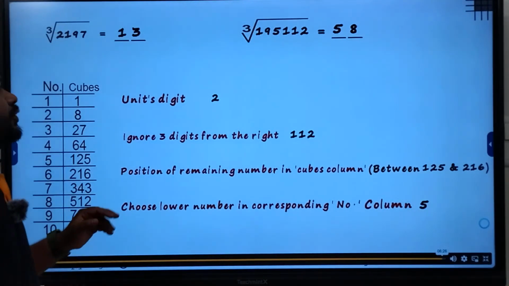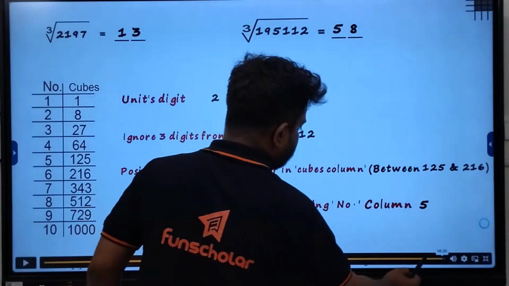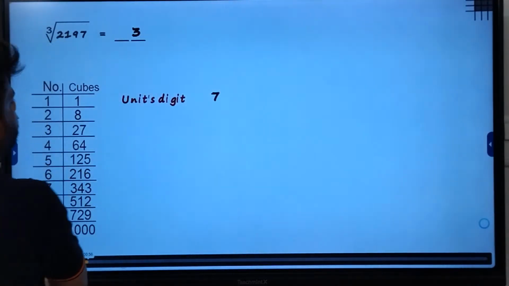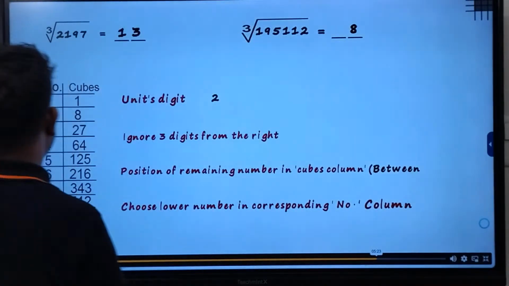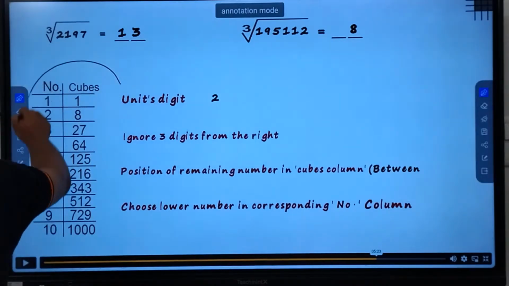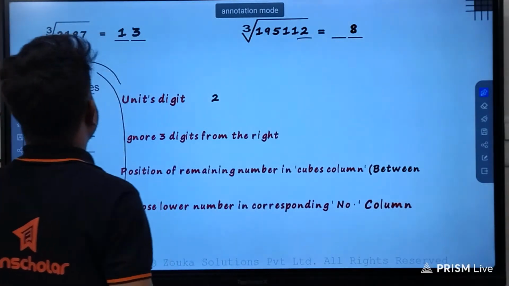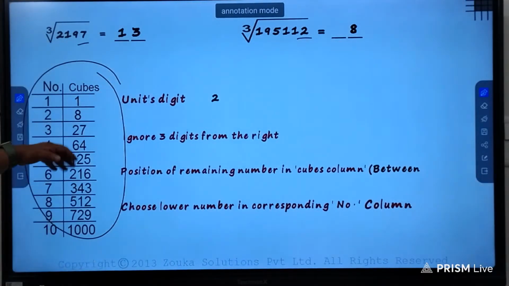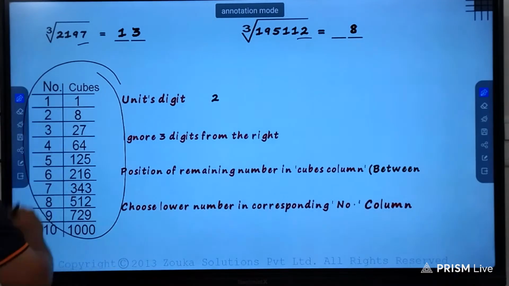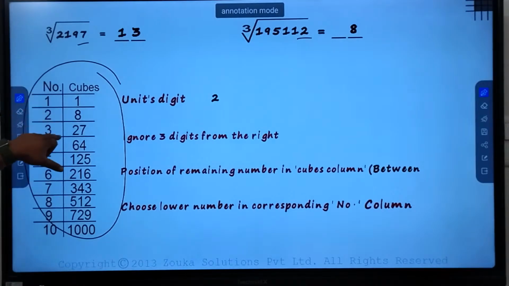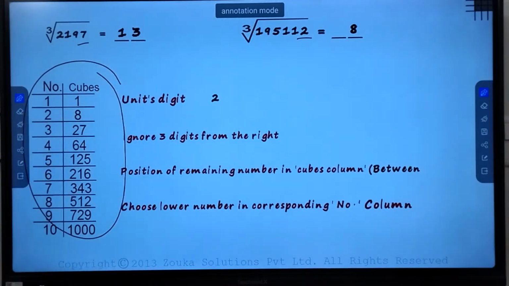Okay, so we have learned a shortcut method to verify the answers of cube roots of big numbers. What you have to do is just remember this table, and by seeing the unit digit of any number, find out where the number lies. So 7 is the unit digit of 27, which is the cube of 3. So we are writing 3 in it.